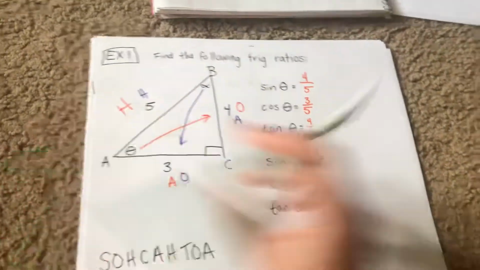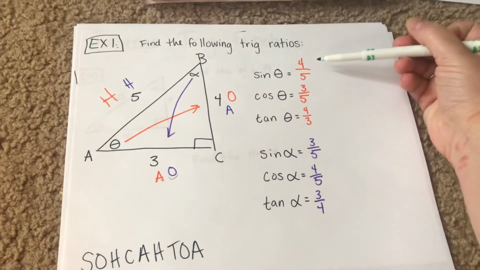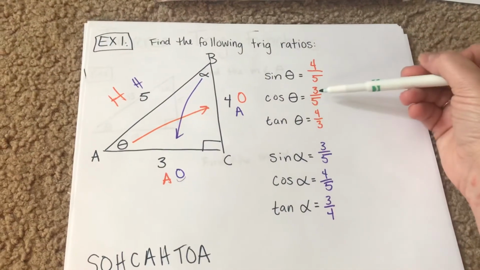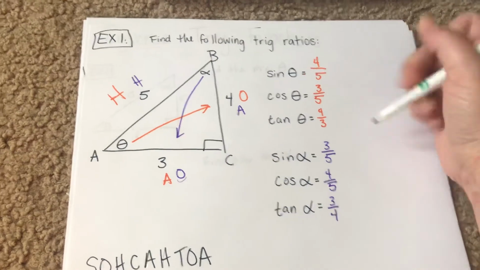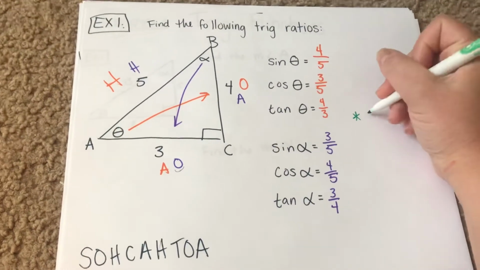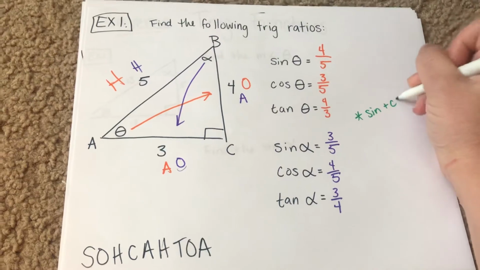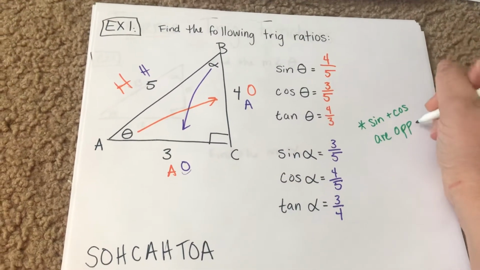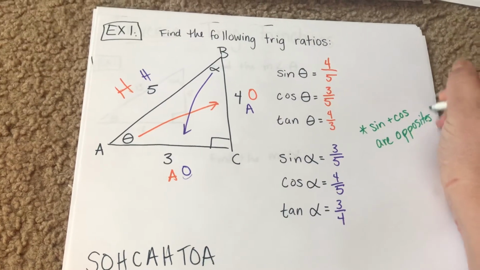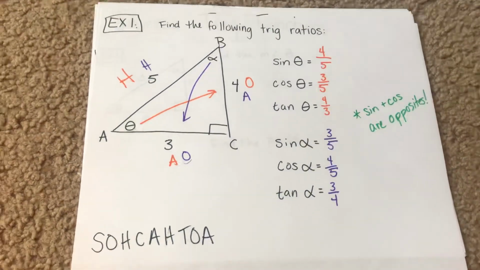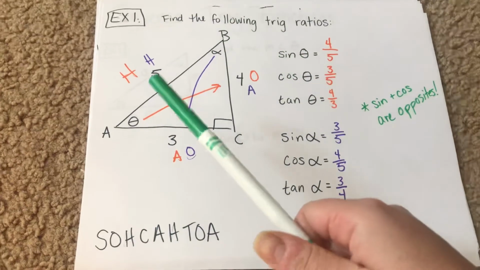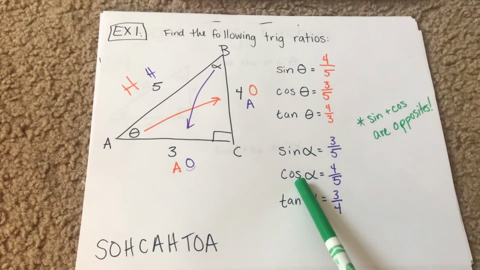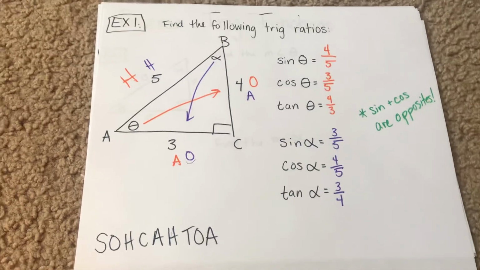And maybe you'll notice something here. If you look at the sine and cosine of our opposite angles, the cosine of the first one and the sine of the second one, these are the same as each other. So sine and cosine, they're opposites of each other. So that's just something to keep in mind as you're going forward. When you're looking at the same triangle with two different angles on it, the sine and the cosine will be the exact same for the opposite angles.